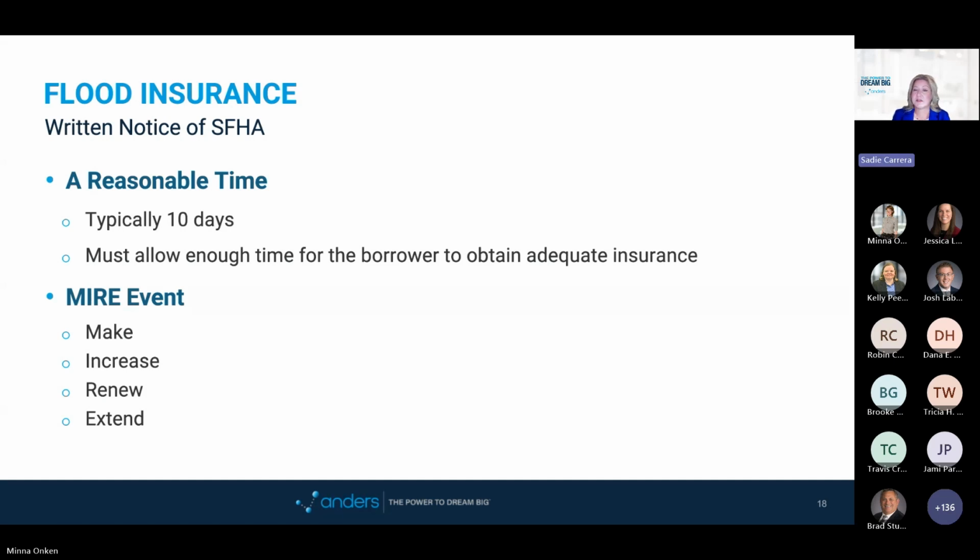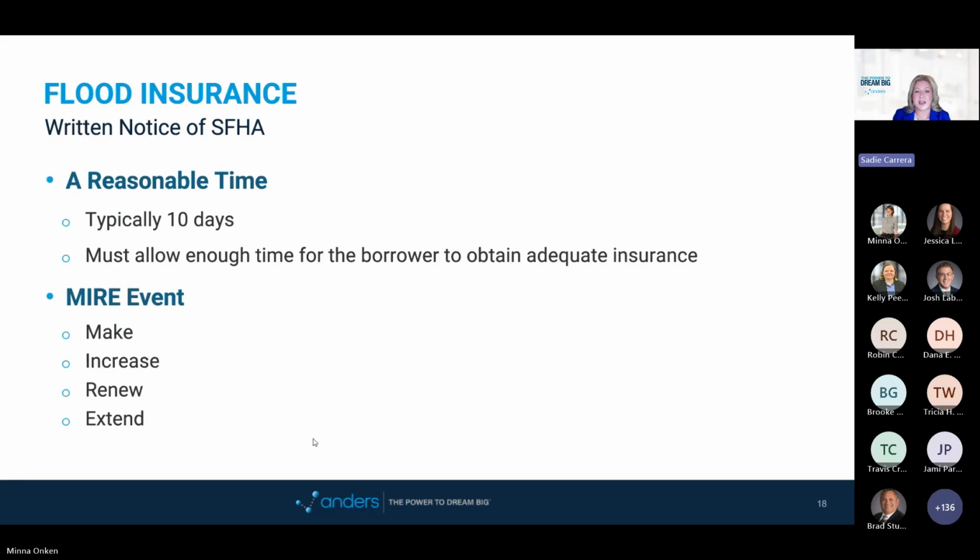Now, just to recap what some Meyer events are, we're talking any origination, any increase in balance, a renewal of the loan, or an extension of the maturity date. So any one of those four events will trigger the provision of the notice of special flood hazard area.